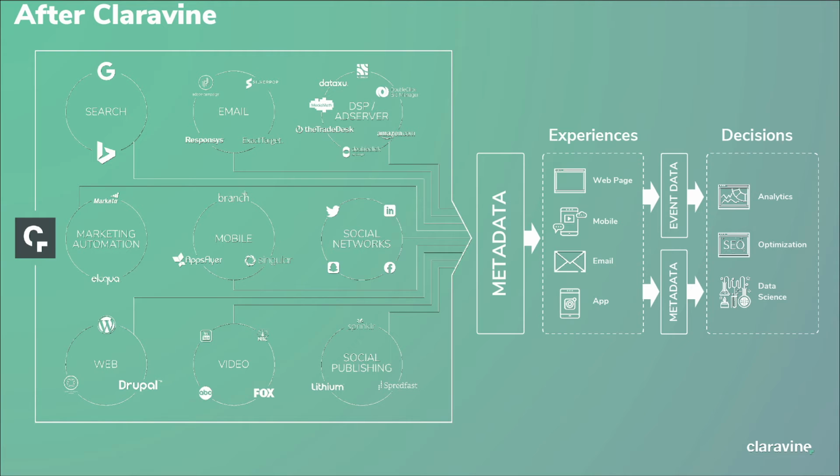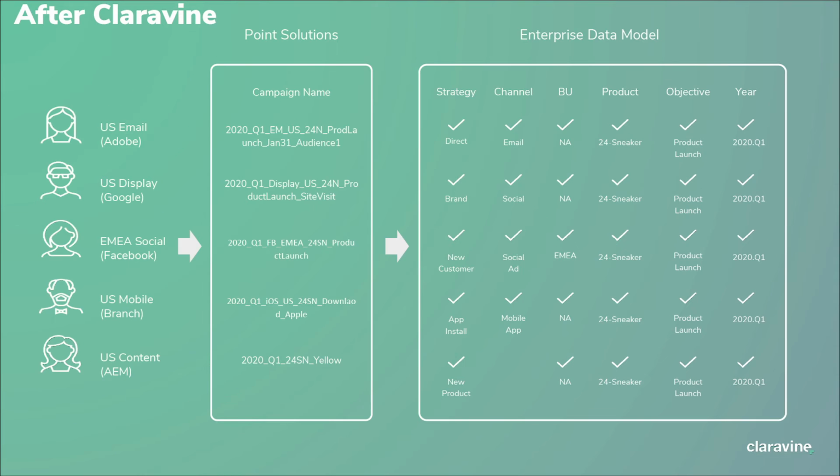Now, after putting Claravine in place, we help standardize and enforce that data governance and the taxonomy across all those different point solutions and teams, to ensure that that common standard makes its way through all the different systems that are delivering experiences and providing the analytics and the business decisions that go into any sort of output for future marketing campaigns or optimizations.